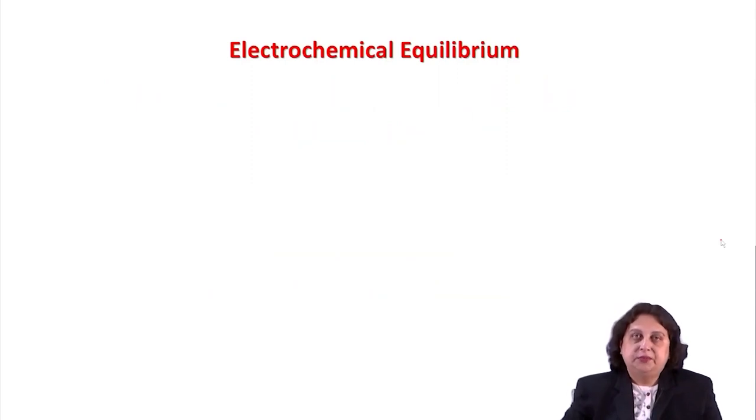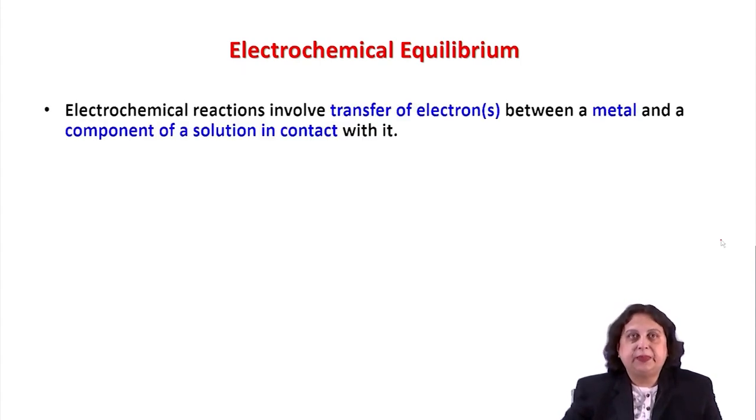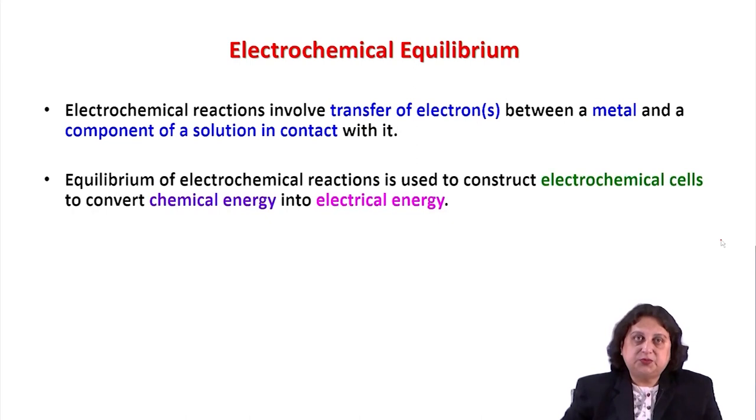Now, let me highlight the basic features of electrochemical equilibrium before I start elaborating on each of these points. The first thing that we note is that an electrochemical reaction involves the transfer of one or more electrons between a metal and a component of a solution in contact with the metal. The next point that we need to understand is that the reason why we are interested in studying these electrochemical reactions is that under equilibrium, they can be used to construct what are known as electrochemical cells. And these electrochemical cells are devices which convert chemical energy into electrical energy.